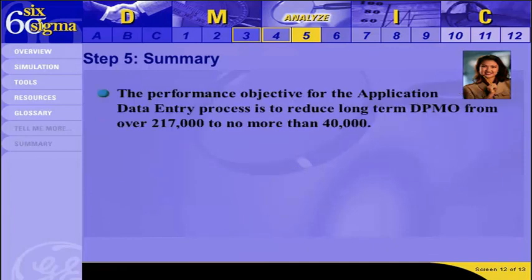So where do we stand with our commercial loan case? Due to a discussion referencing the process entitlement and the competitor benchmark, we intend to reduce the long-term DPMO of the application data entry process from over 217,000 to under 40,000 defects per million opportunities. Because the performance objective DPMO is less than our estimated process entitlement, we will look for a change in process technology, which could include new forms, a change in style, or other systematic changes to the application and/or the way we enter the data. Click Next to continue.